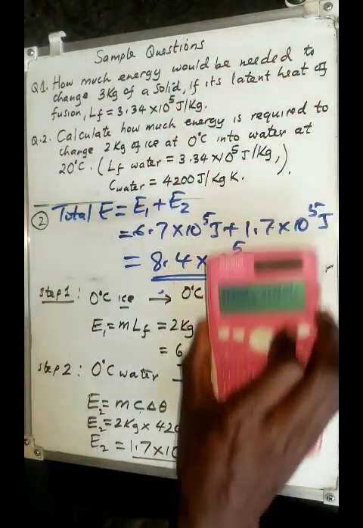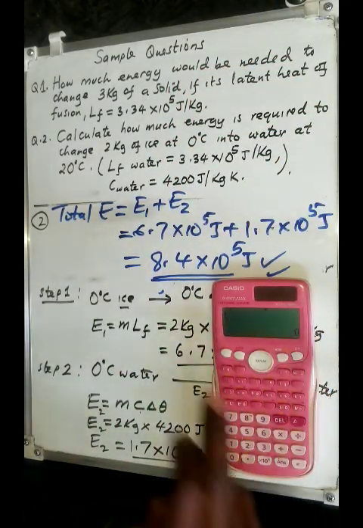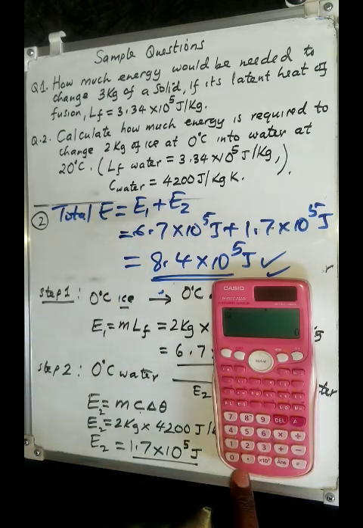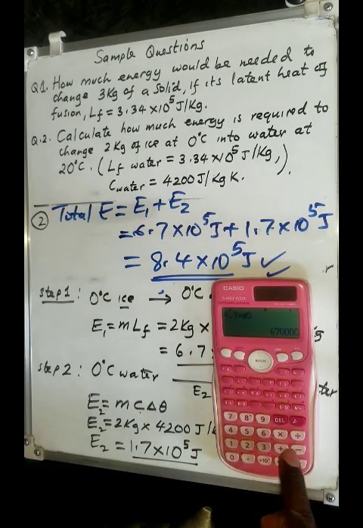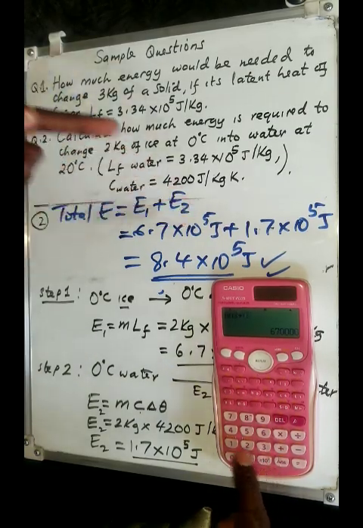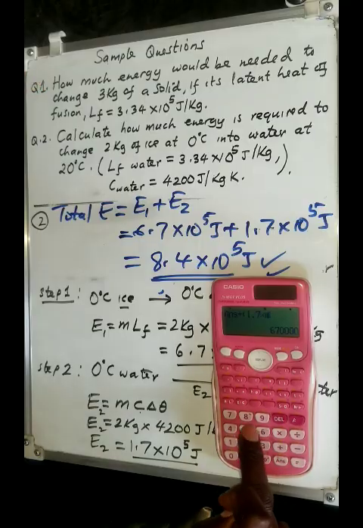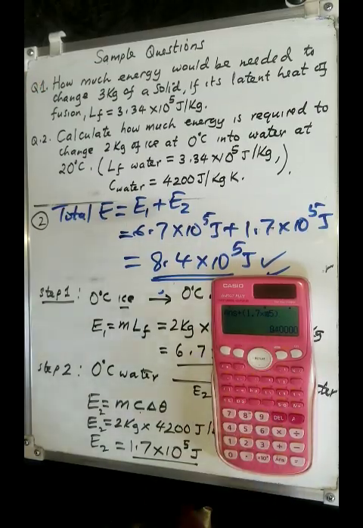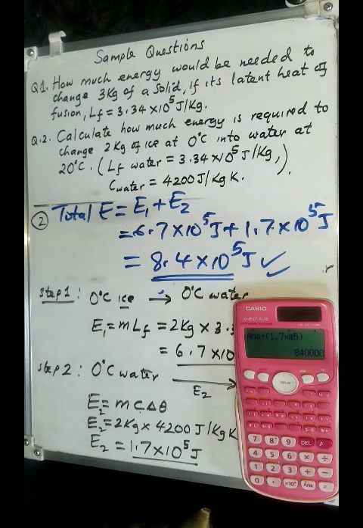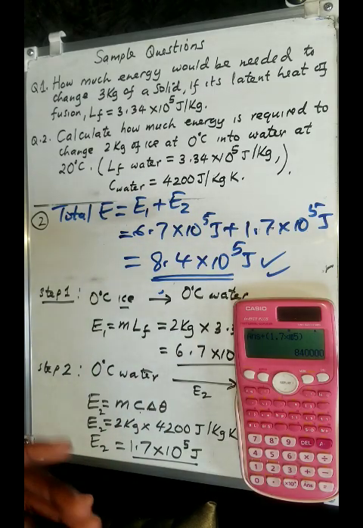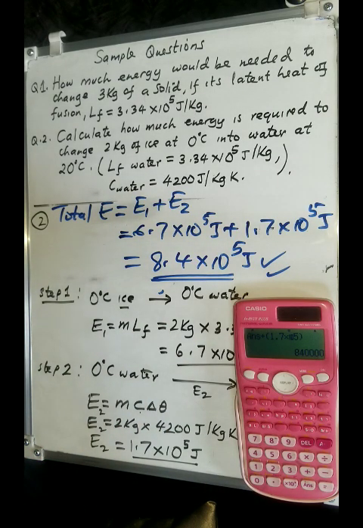Of course, if you are struggling there, you don't need to struggle. That one is simply 6.7 exponent 5, then plus 1.7 exponent 5. You can see we're having that, and if you write it in scientific notation, it will give you that. So watch out for some more questions as I try to give you a lot of concept on this specific latent heat of fusion.